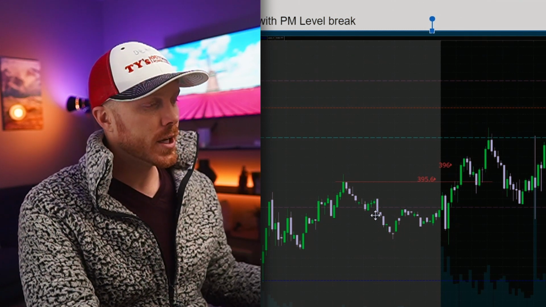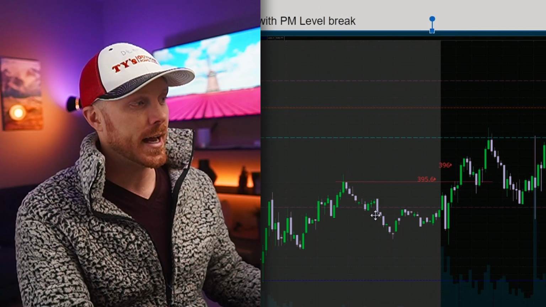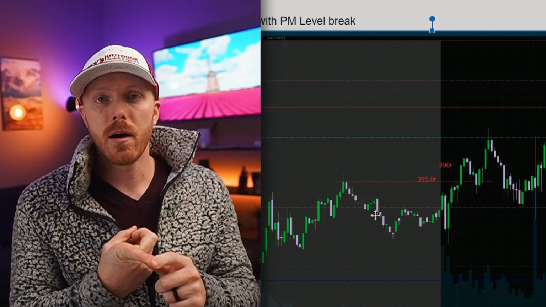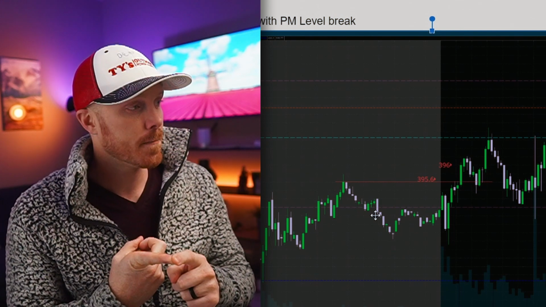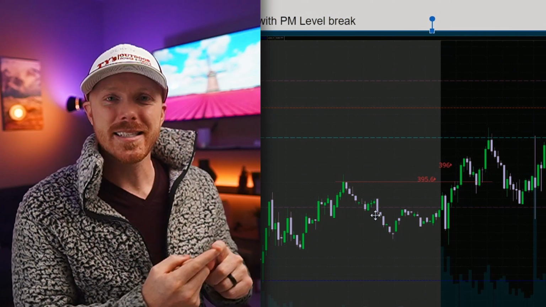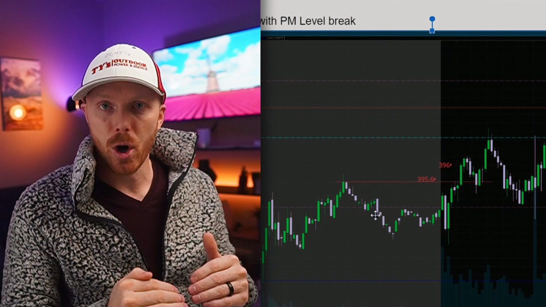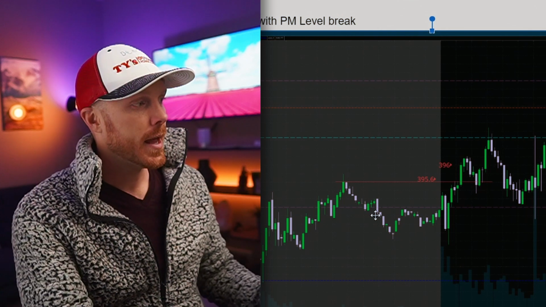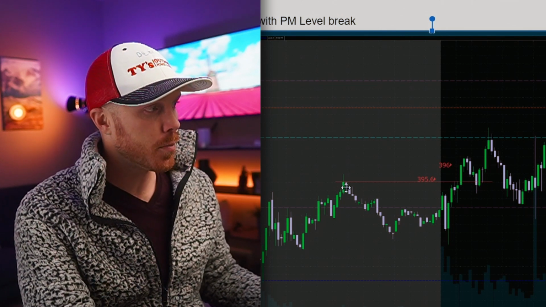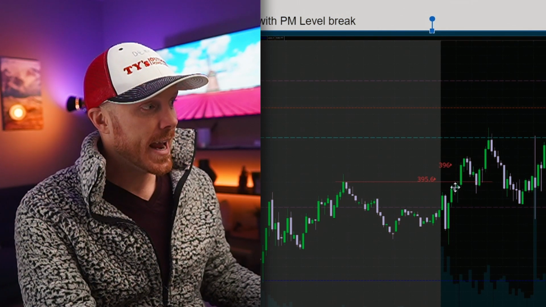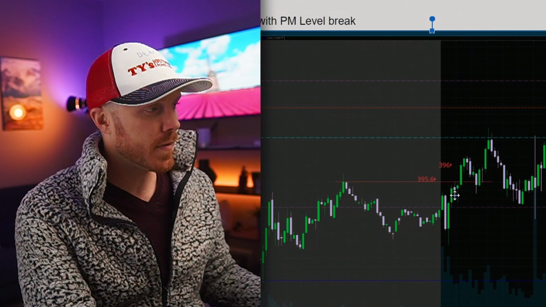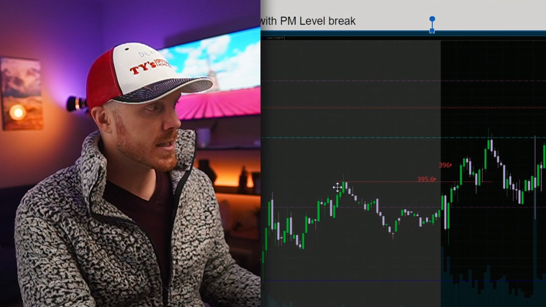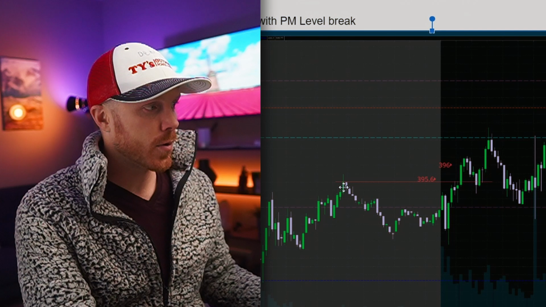Now, when I'm looking at a key level, I'm looking at either the top of the profit taking wick, or if I can see it line up with any pre-market price action. And in this case, it lines up with pre-market price action right here. And it lines up perfectly. The top of that profit-taking wick lines up with the body of that green candle.